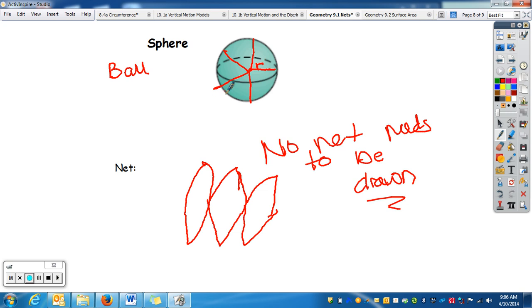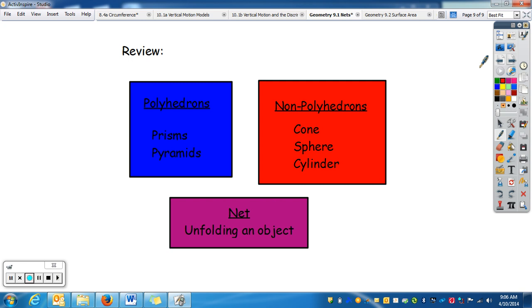because balls or spheres in the world are all around us. To review, polyhedrons, those are prisms and pyramids. They have polygons on their sides. Non-polyhedrons: cones, spheres, and cylinders. And a net, again, is just unfolding, and then when you're working with this, you need to label your dimensions.